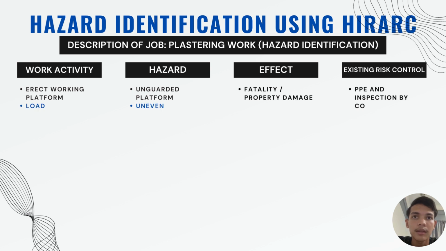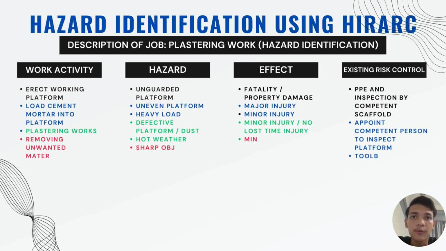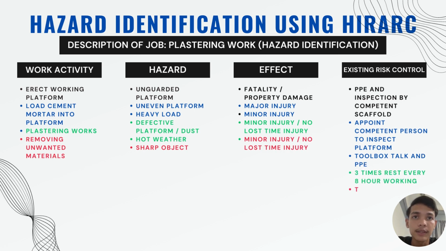So I'm going to present about hazard identification using HIREC. The description of job is plastering work. The work activity, the first one is erect working platform. The hazard is unguarded platform. And the effect of the erect working platform is fatality and property damage. The existing risk control is PPE and inspection by competent scaffold.